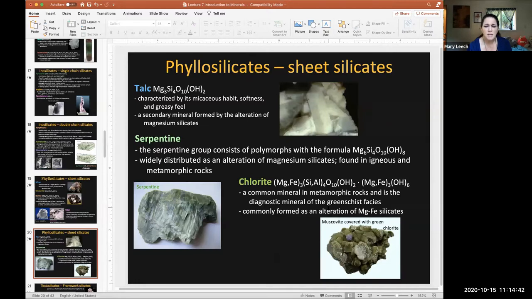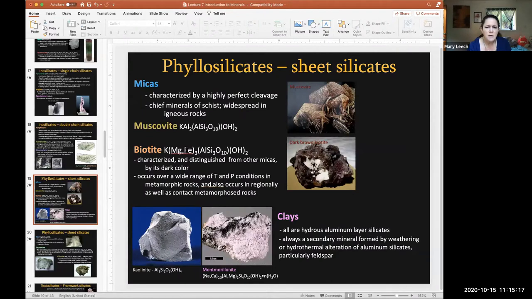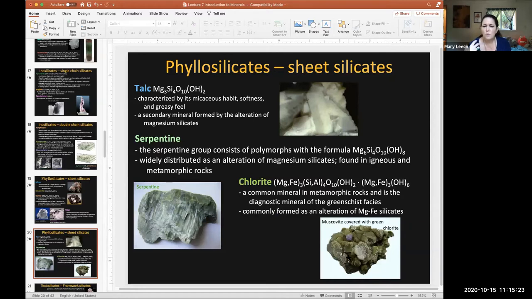Some more sheet silicates. So chlorite is almost like a green mica. This happens to be muscovite that's covered in a lot of green chlorite. So this is the muscovite there and the green chlorite. Chlorite's also a breakdown product. When biotite becomes unstable at the pressure and temperature conditions the rock is at, chlorite starts to grow in its place. So look, it's got iron, magnesium, silica, aluminum. The biotite's the same. They're almost the same, so it's easy for chlorite to replace the biotite.